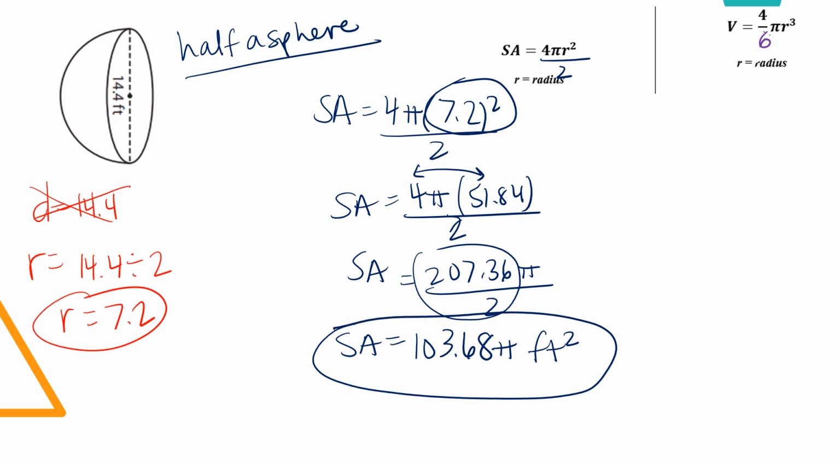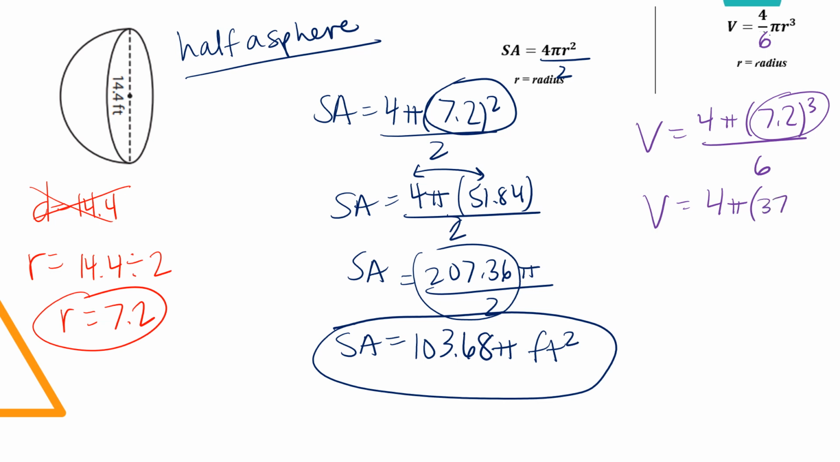Now for the volume, we have 4 pi times 7.2 cubed. 7.2 cubed means you do it 3 times, so 7.2 times 7.2 times 7.2, not 7.2 times 3. 7.2 to the third power is 373.248.